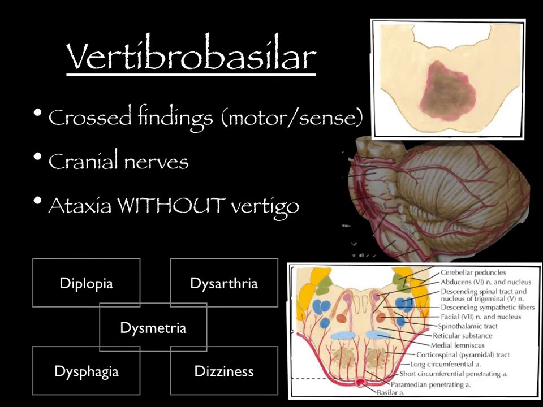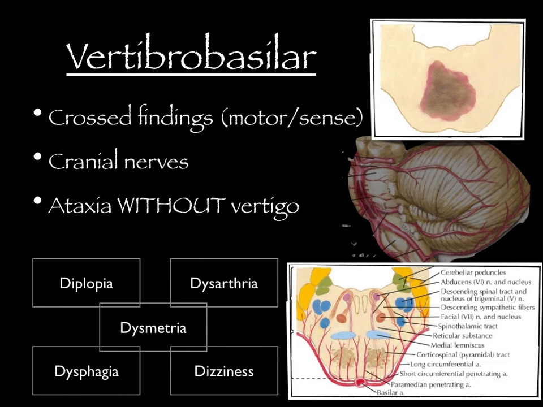In general, I want you to remember the basics, the five Ds of a vertebrobasilar stroke. So diplopia, seeing double, dysarthria, so you can't make your mouth work right to talk correctly, dysmetria, which is kind of ataxia, you can't do rhythmic movements, dysphagia, difficulty swallowing, and dizziness. So remember those five Ds. Also remember there are crossed findings. Usually you've got sensory findings, for instance, on one half of the face, and then the contralateral side of the body. So for instance, pain and temperature in PICA syndrome on the ipsilateral face and contralateral body. You can also have motor findings.